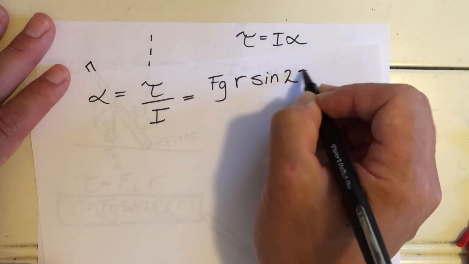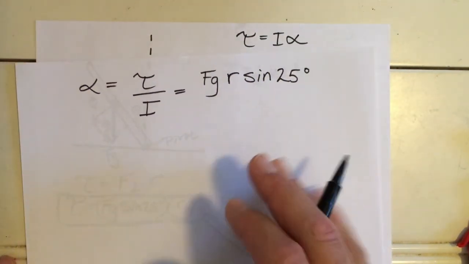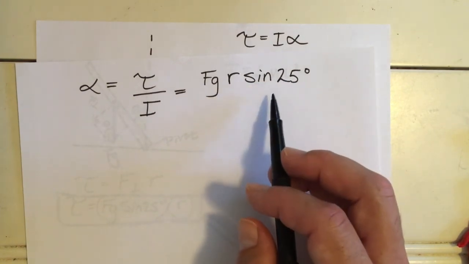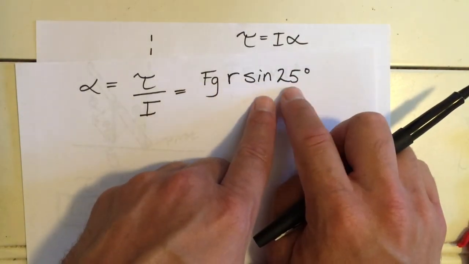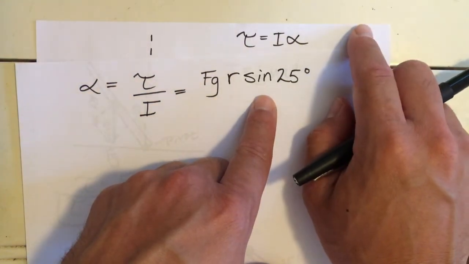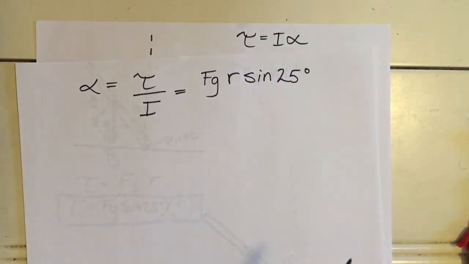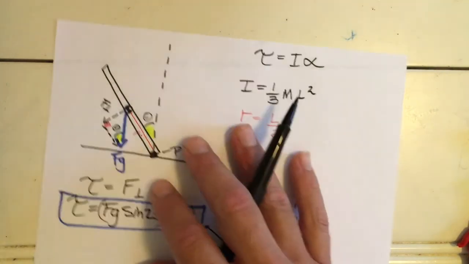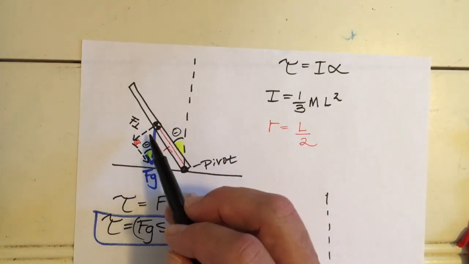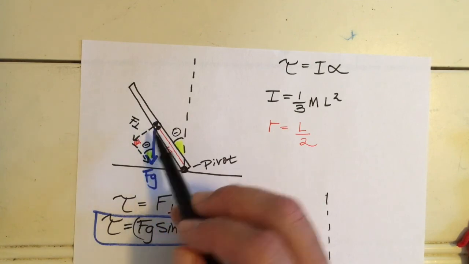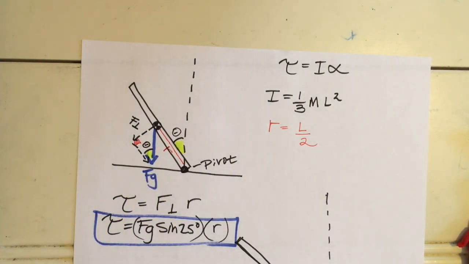And remember, you can't just assume it's always going to be sine 25, because they might not have given you that angle. They might have given you the complement. So sometimes it's going to be cosine of the angle they gave you instead. If we had the complement here, we would have to take the cosine of that angle, because F perp is adjacent to that angle.